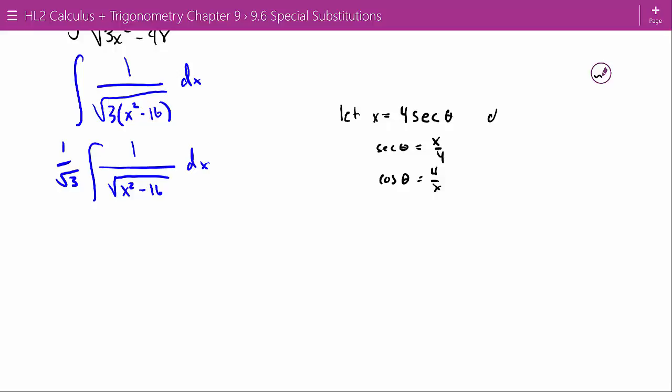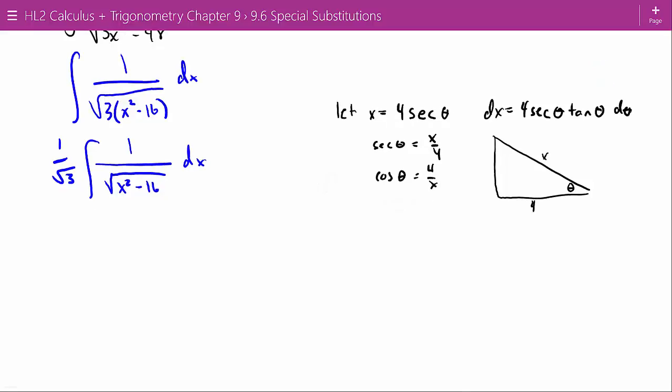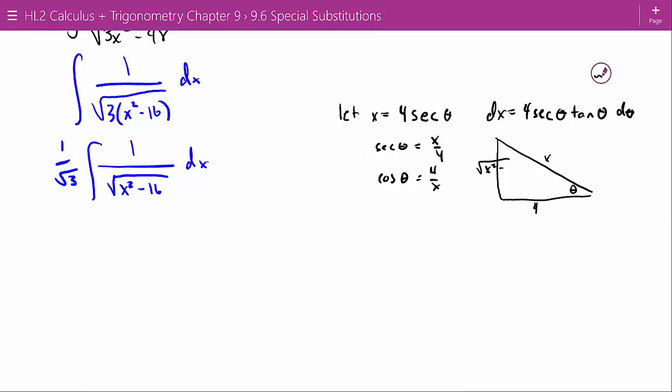We also know that dx is equal to 4 secant theta tangent theta d theta. Derivative of secant is secant tangent. So let's build our triangle real quick. This will be helpful in all of these problems. So cosine is 4 over x. That means this last side is x squared minus 16. And we'll use this when we make our substitutions later on down the road.